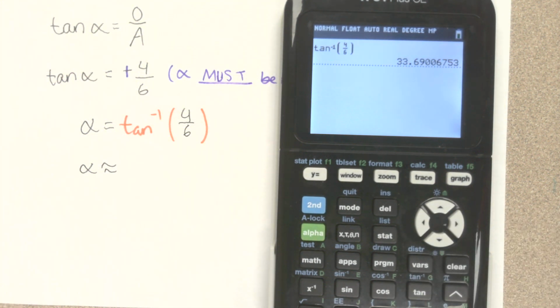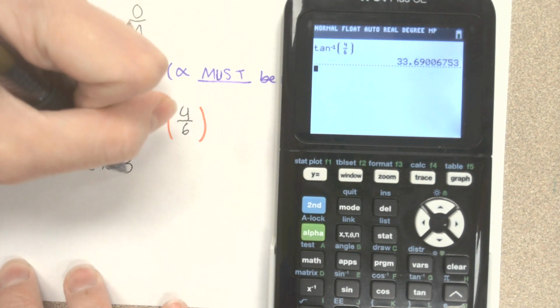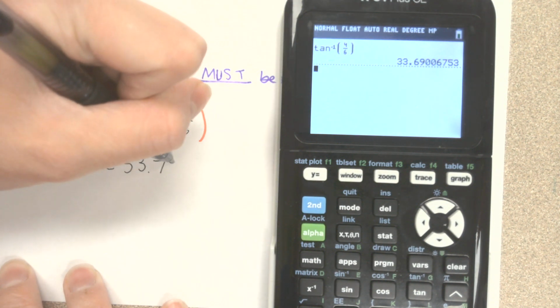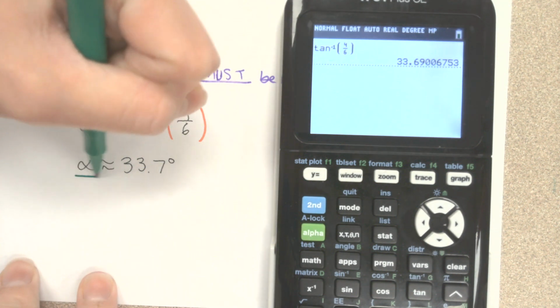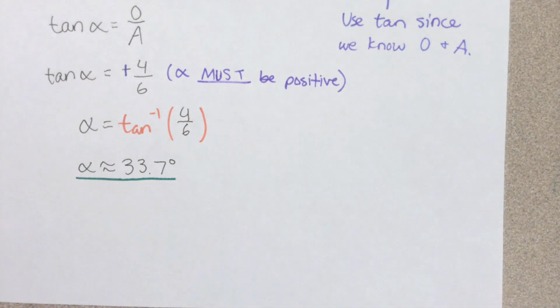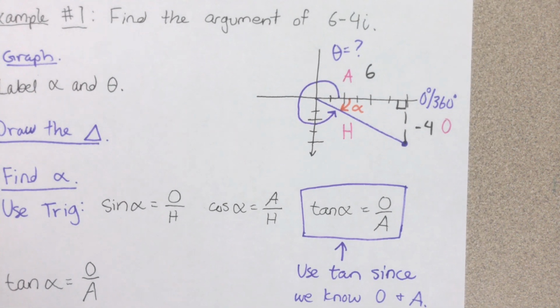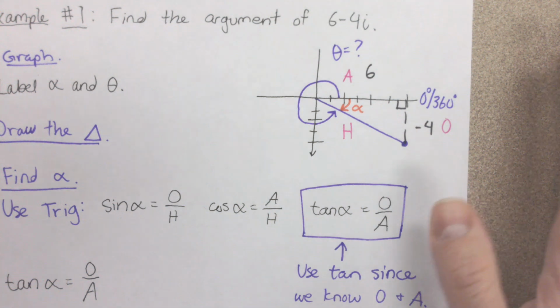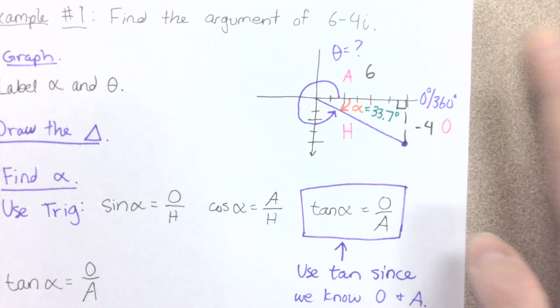And we're not going crazy this unit with the DMS. We are just going to make it simple, round to the nearest tenth, just like the last unit. 33.7 degrees is the value of alpha. So we now know that alpha is just 33.7 degrees.